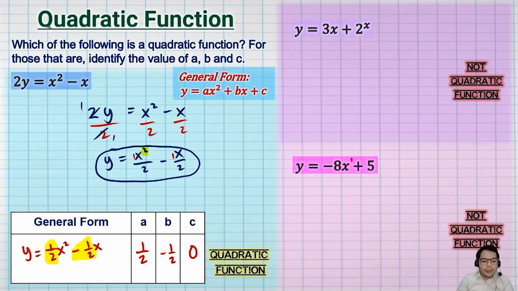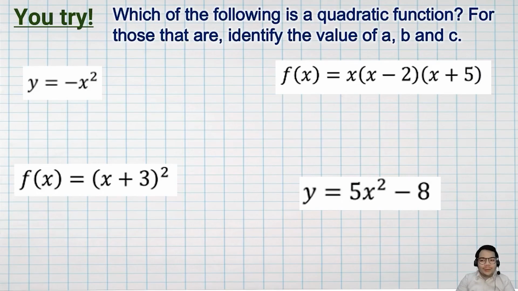Now, it's time for us to try some exercises. So, from these four given, you have to identify which of the following is a quadratic function. So, lagay nyo lang din kung quadratic function or not quadratic function. For those that are quadratic function, identify the value of a, b, and c. So, kailangan mo pa itong i-simplify in such a way y is equal to or f of x is equal to. Pareho lang din naman yan. Para mas magmukha silang general form so that you can easily identify a, b, and c if the following given are quadratic functions. So on your notebook, I will count 5 seconds to pause the video.